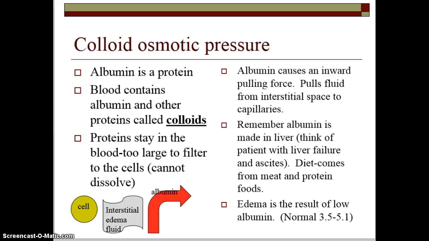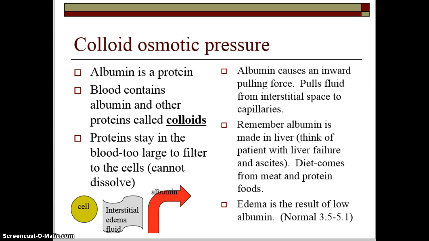When you see somebody with a lot of edema, you need to look at their albumin level to see if that's low, because if they don't have enough protein albumin in the blood vessel, that fluid will be able to easily seep into that interstitial space, causing edema.